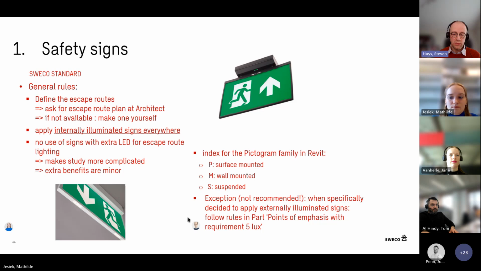Then an exception, as Mathilde also said, it's not recommended to use externally illuminated signs. If you use them, then you can follow the rules of the points of emphasis with the requirement of 5 lux. The requirement is that you should position the fixture in front of the sign, within 1 or 2 meters of it.